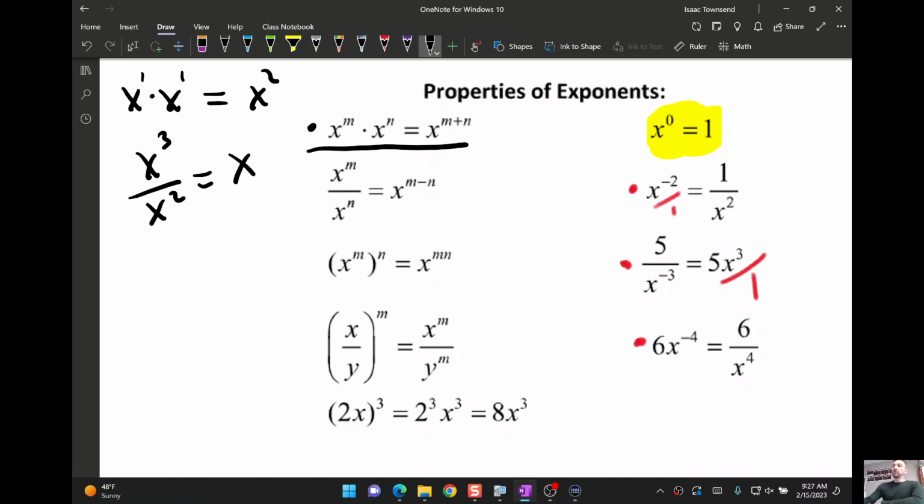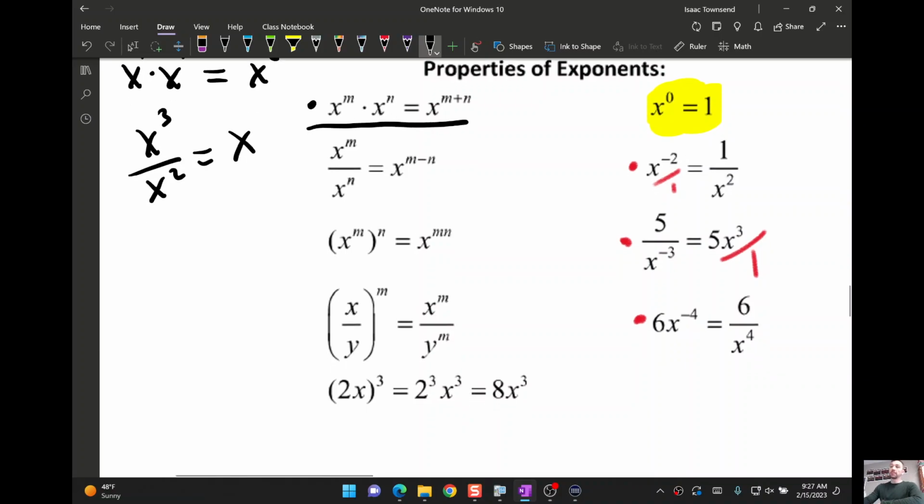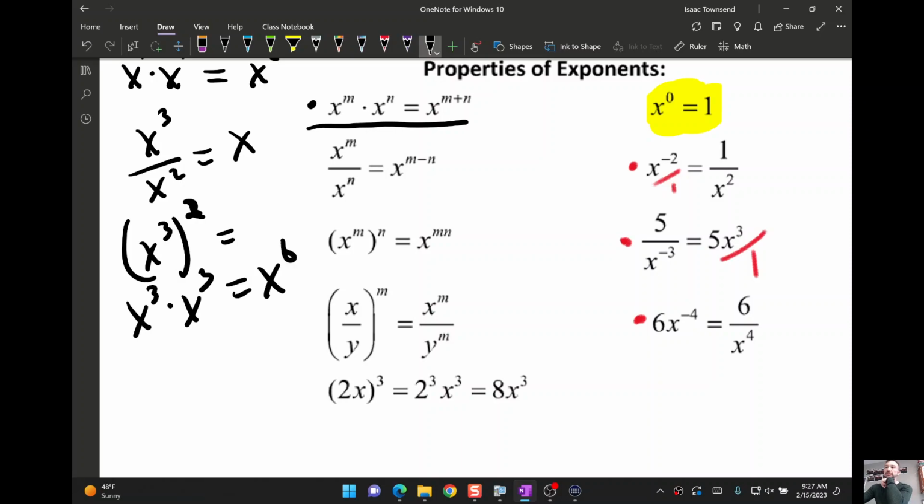If you raise a power to a power, they get multiplied. So if I showed you like x cubed squared, because that's squared, it means you've got 2 of them. And x to the third times x to the third would be x to the 6th. So in the end, you just multiplied the exponents.